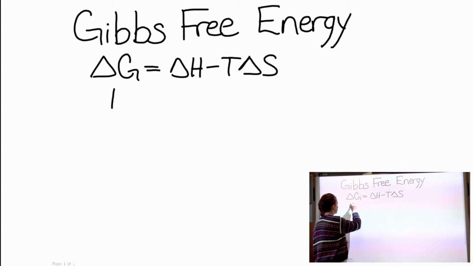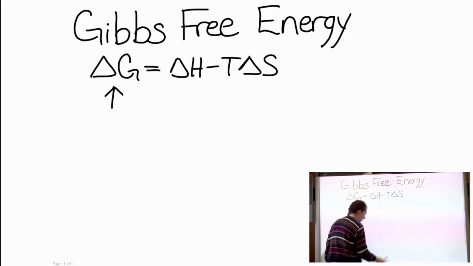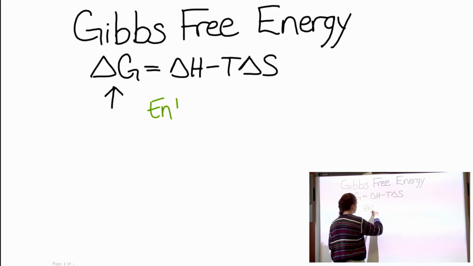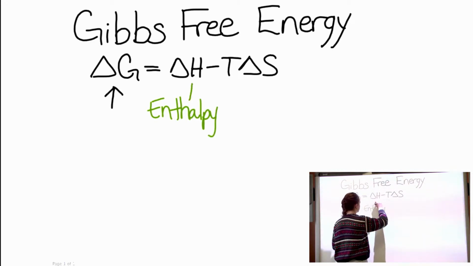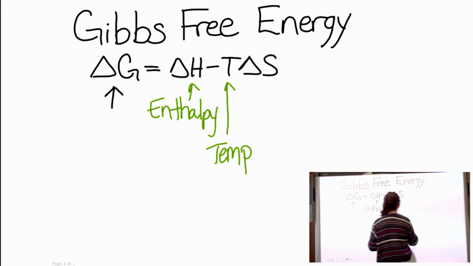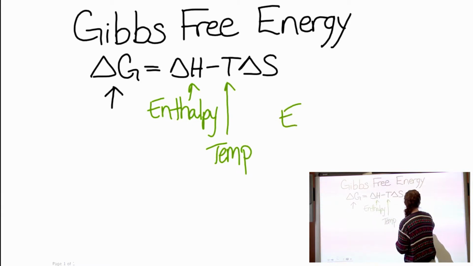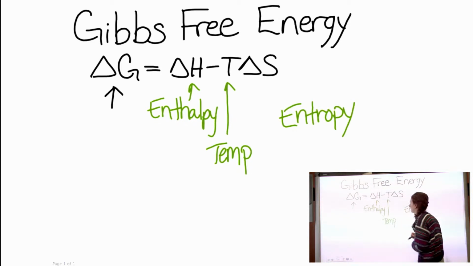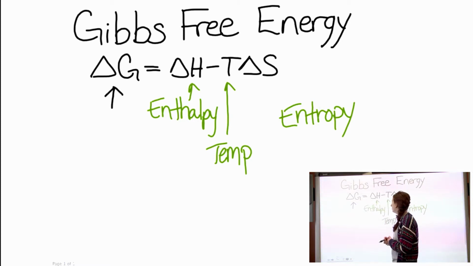So delta G is obviously what you're looking at. Delta H is going to be enthalpy. T is temperature. And S is entropy. So enthalpy is basically the energy. So whenever you're talking about thermodynamics, energy is typically defined with an H.